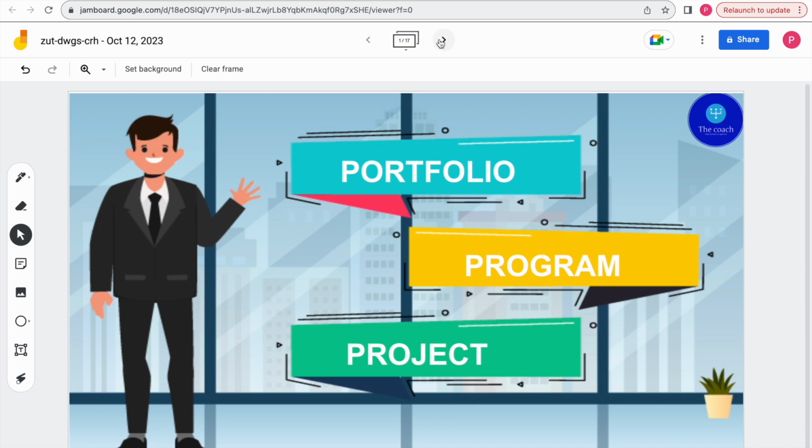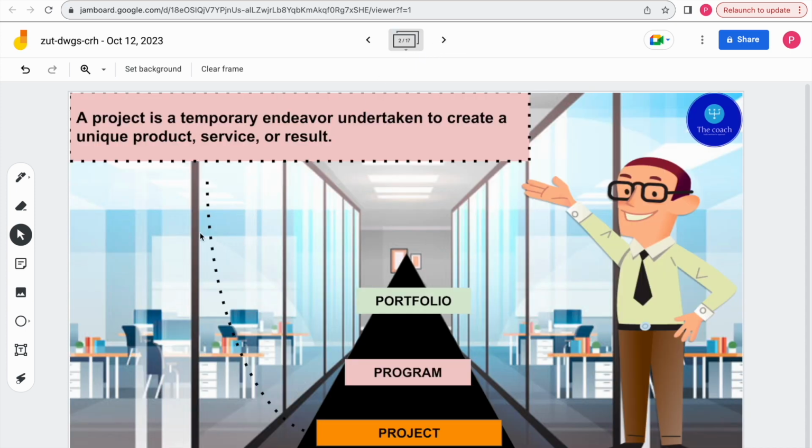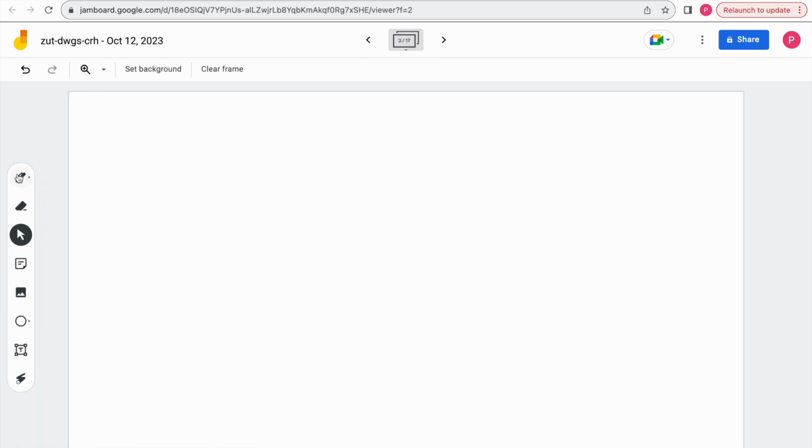So let's get started. When we start with project, program and portfolio, first comes the project, which is at the lowest level of the pyramid, as you can see here. When we talk about hierarchy, project comes below the program and portfolio. As in my previous video, I have already discussed that a project is a temporary endeavor undertaken to create a unique product, result or service. This means that a project is always temporary. That means a project will always start at some point and end at some point, right?